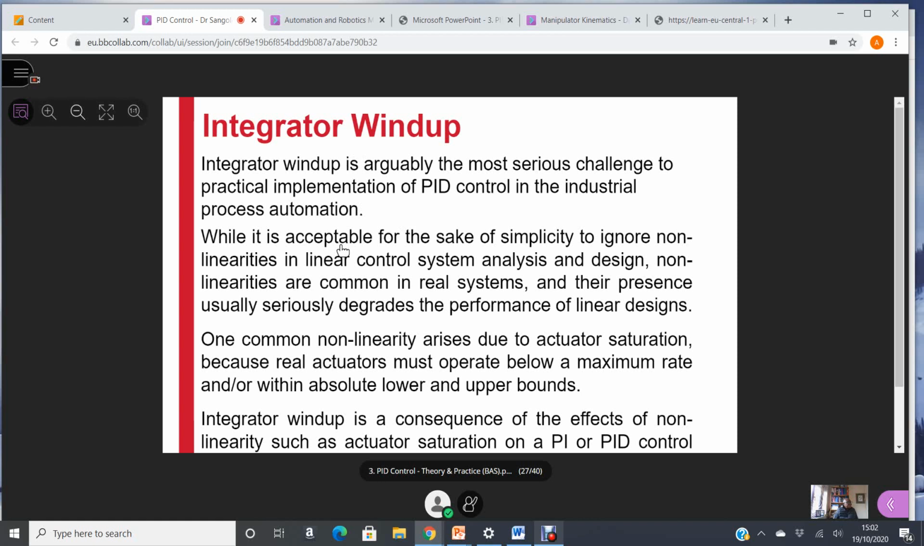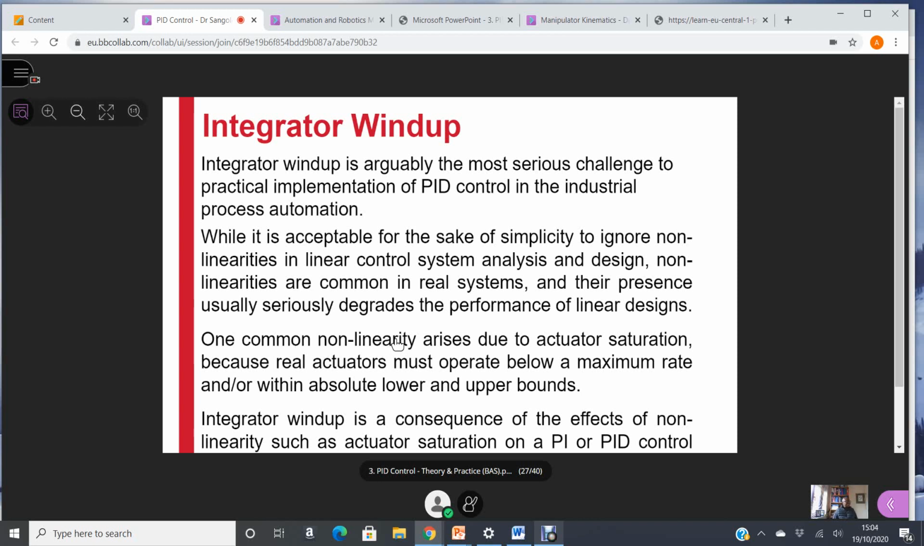Now, where does the problem arise from? In linear control system analysis and design, you simply ignore non-linearities in the system. It's not that they don't exist, but you just ignore any non-linearities and design assuming that your system is linear. Well, the reason being that we've got well-established methods to deal with linear analysis and design. But the problem is that non-linearities are common in real systems. And so if you've designed your control system based on linear theory, then any non-linearity in the system will seriously degrade the performance of your linear design.